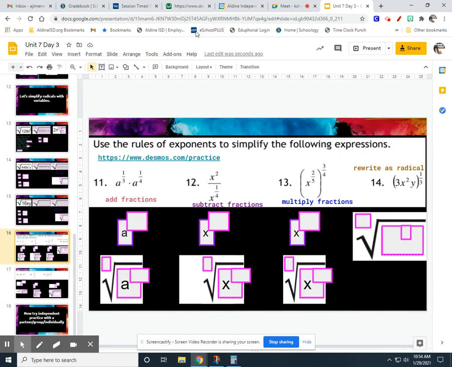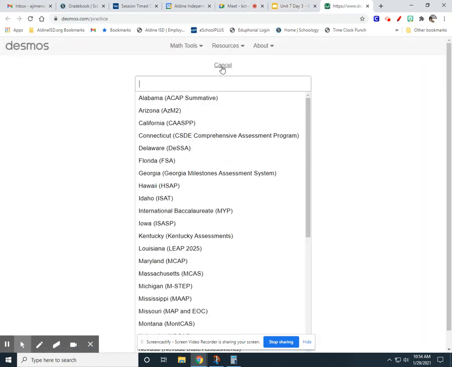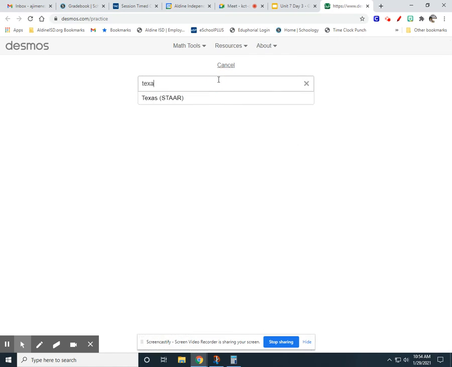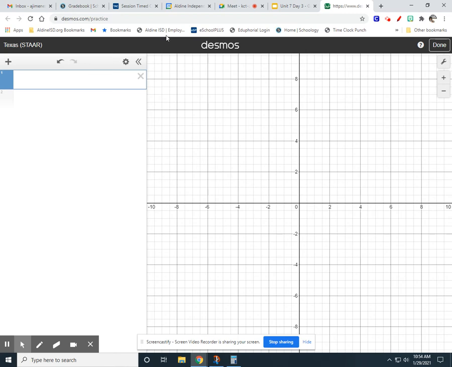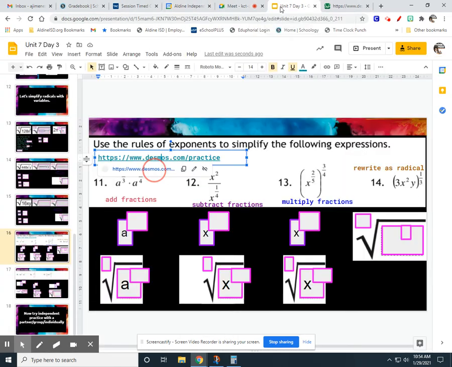I did the Desmos practice right there. We're going to click on it. Remember to choose Texas in here, calculator, and then what we're going to do, there. We're going to try to add the fractions because we know we're supposed to add them.